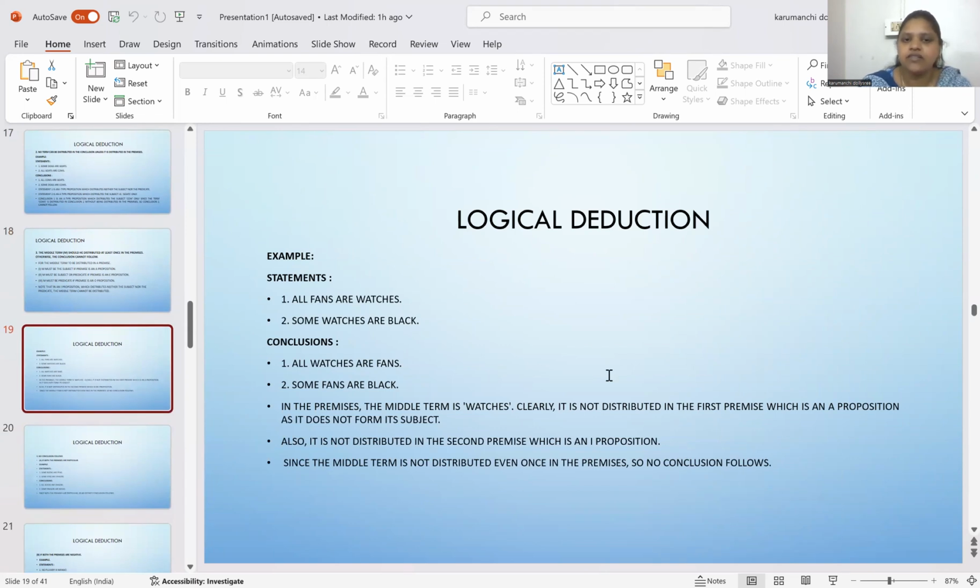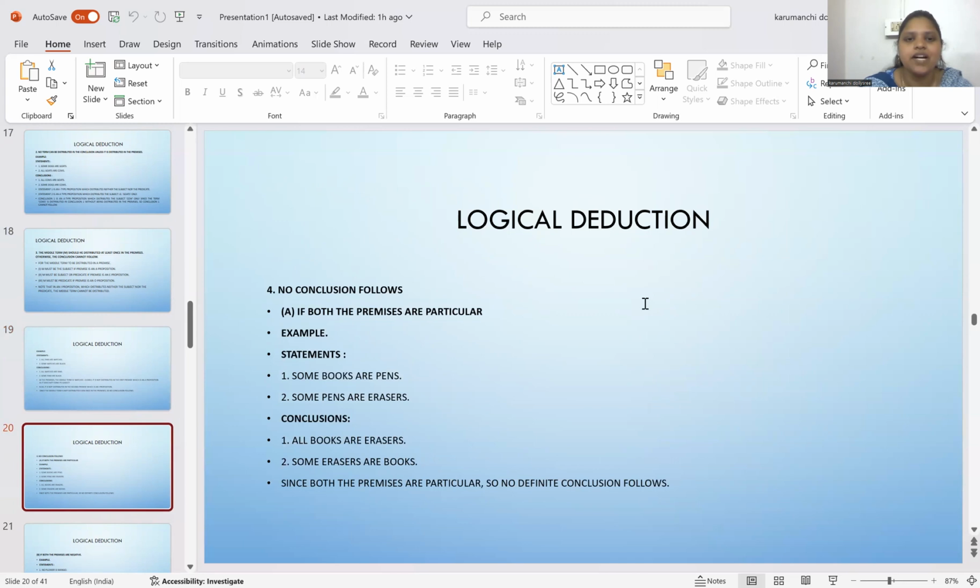Coming to the example, the statements are: all fans are watches, some watches are black. In conclusion, all watches are fans, some fans are black. In the premises, the middle term is watches. It is not distributed in the first premise, which is an A proposition, as it does not form its subject. Also, it is not distributed in the second premise, which is an I proposition. Since the middle term is not distributed even once in the premises, no conclusion will come under this rule.